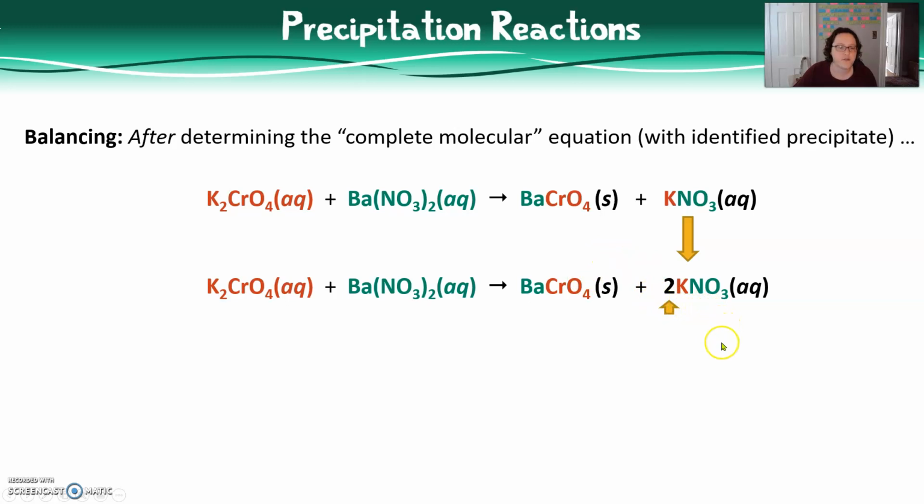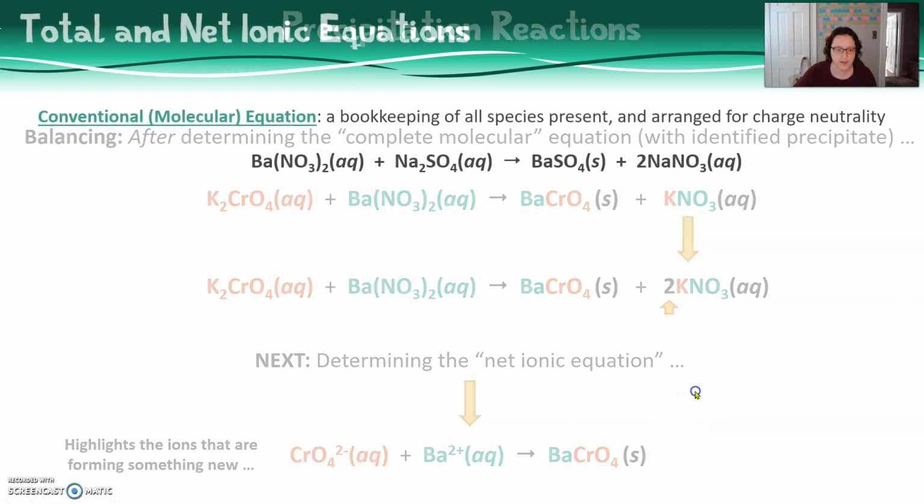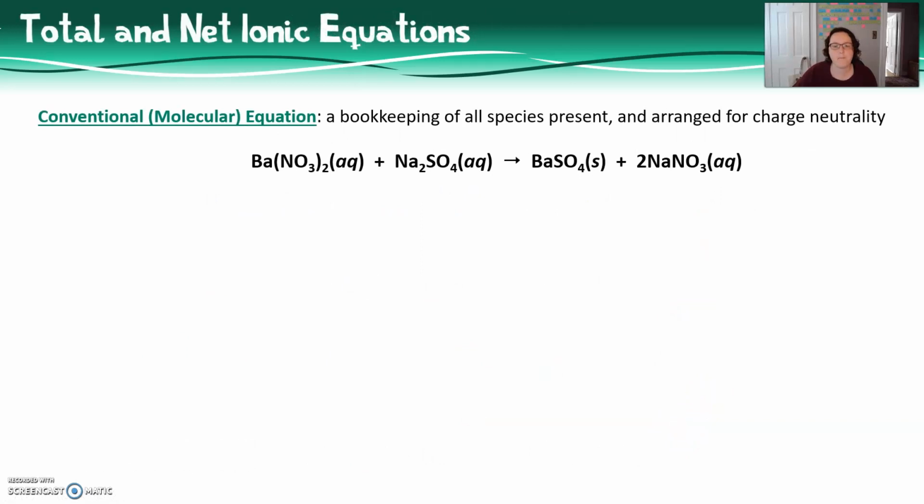We can go even further with this precipitation reaction by determining the Net Ionic Equation, which highlights only the ions that are forming something new and ignores those ions that are still dissociated in solution after the precipitate forms. In this case, the potassium and nitrate ions are the ones that are ignored. To wrap this up, let's look at one more example.